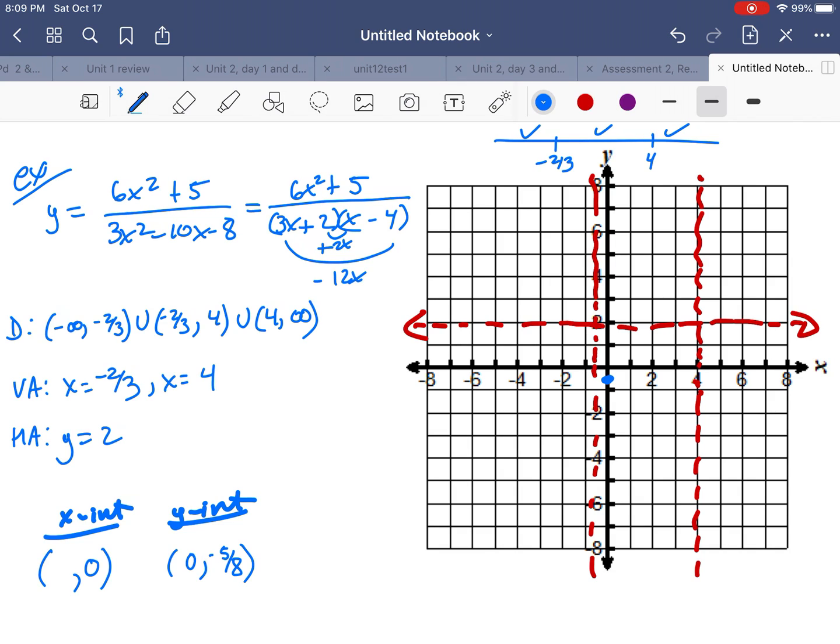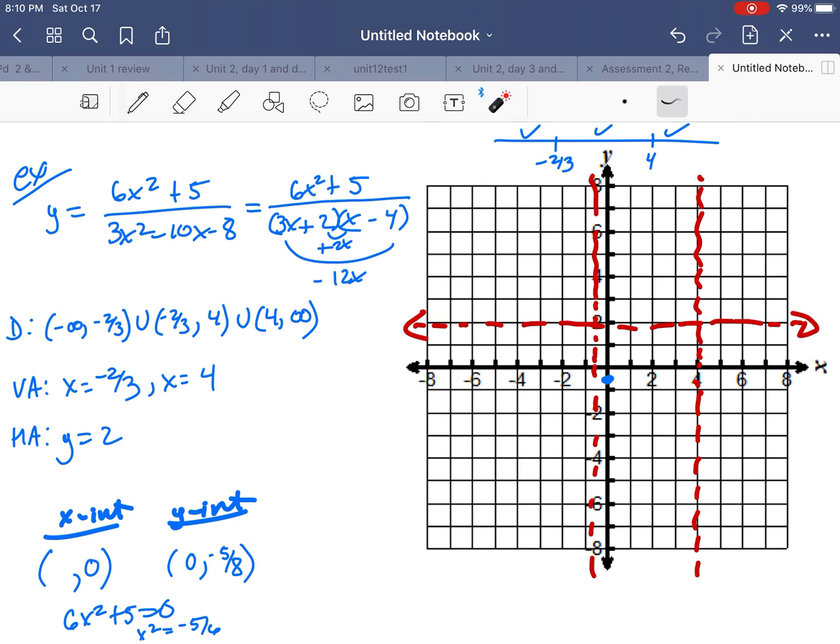Okay, and then my x-intercept. My x-intercept is when the numerator equals 0, because remember that's when the y value equals 0, so it's when the top equals 0. And so what I get is this equation right here, 6x squared plus 5 equal to 0. Well, look at that. If I try to solve it, I get x squared equals negative 5 over 6, and I have to take the square root, but I can't take the square root of a negative without getting imaginaries.